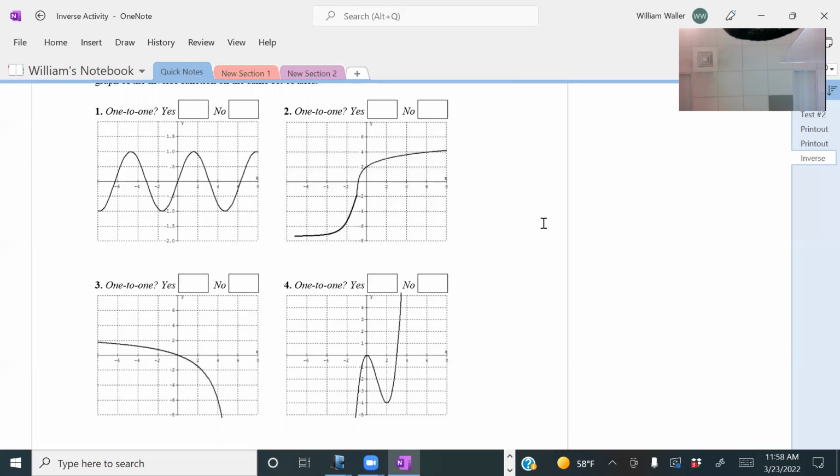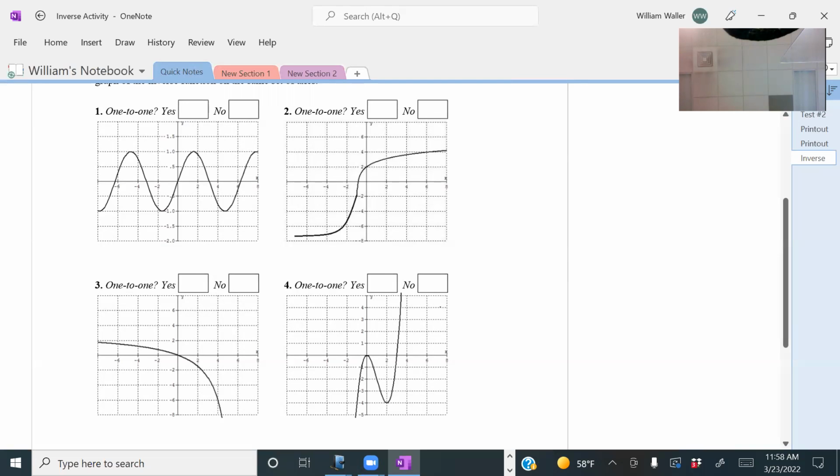First look through them quickly and decide if they have inverses or not, because there's no use in working on something that doesn't have one. Right. So let's do that first. Let's decide if it has an inverse. So let's quickly decide if it has an inverse or not.